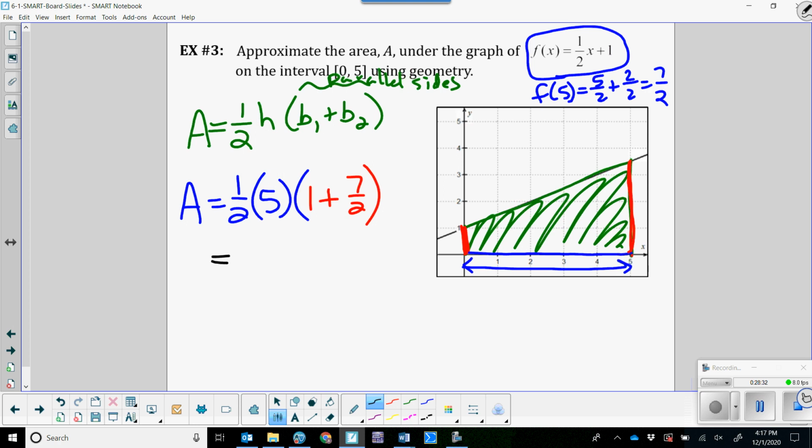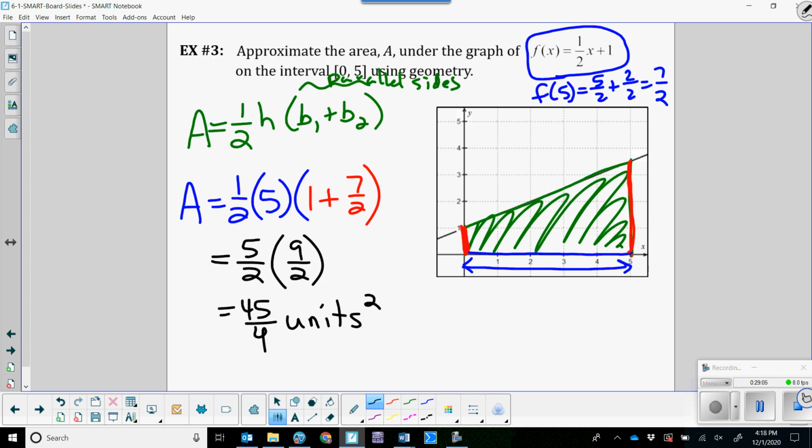Then I would just find my area here. I would encourage you to really work with the fractions, just because it's good practice. So 1/2 times 5 is 5/2. 1 plus 7/2 would be 2/2 plus 7/2, which is 9/2. So we get 45/4. We don't have any units here, so let's just call it units squared, just so we're in the habit of always putting units there, okay? And that would be my answer. In this case, I have an equal sign because this is in fact equal.